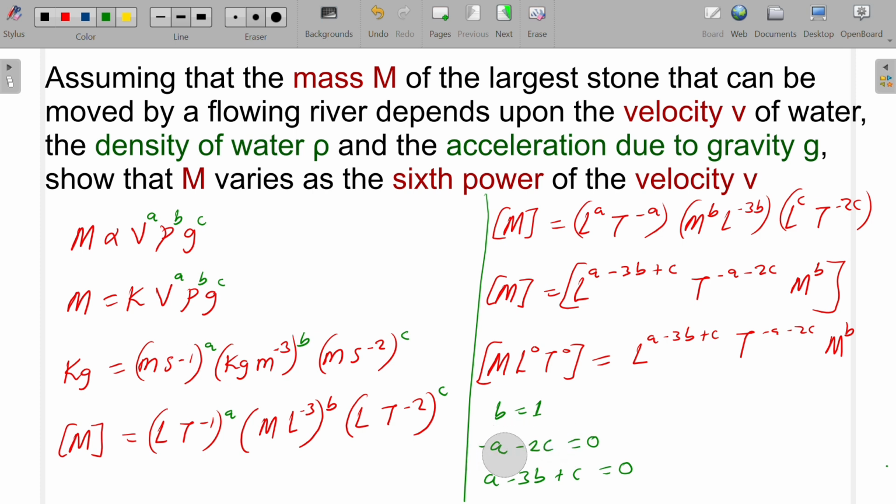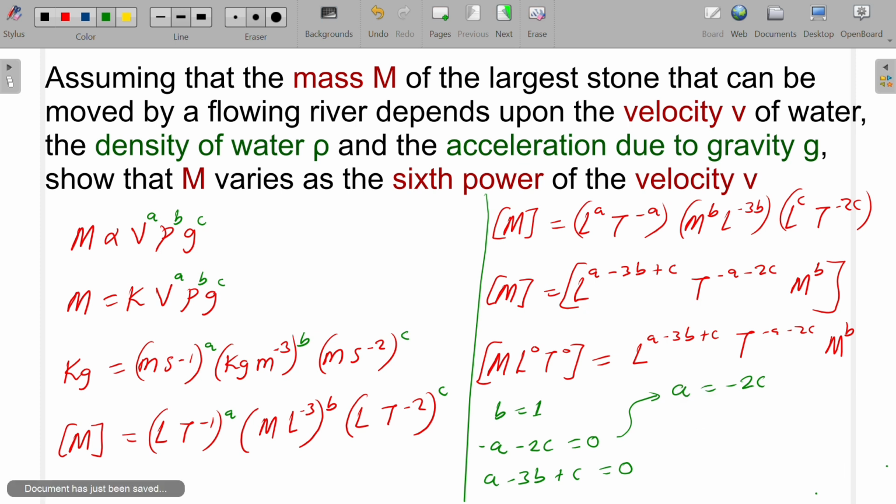From the second equation, minus a minus 2c is equal to 0, making a the subject, we'll find that a will be equal to minus 2c. It's minus 2c because we're going to take this a, since we want it to be positive, to the right hand side, and it will be positive there. So a is equal to minus 2c.